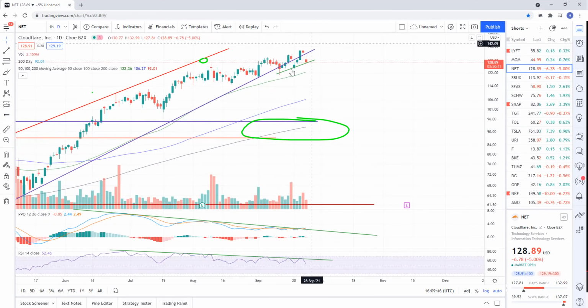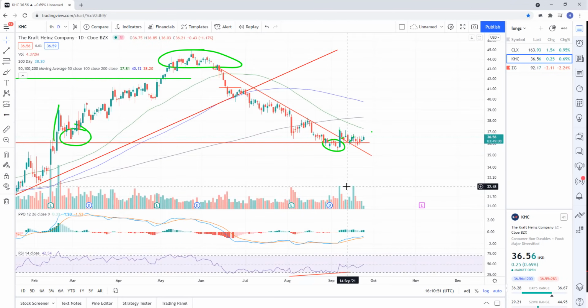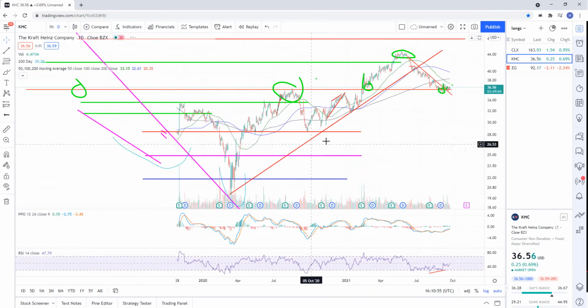All right, so I like this one, even though it's been playing games with us. And KHC, haven't covered this one in a couple days. You can see we're just kind of holding this support zone, which is right there at 36.08. So again, we had that little breakdown right here of that support zone.